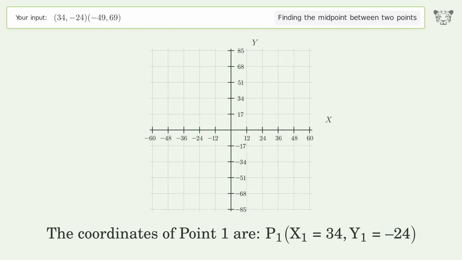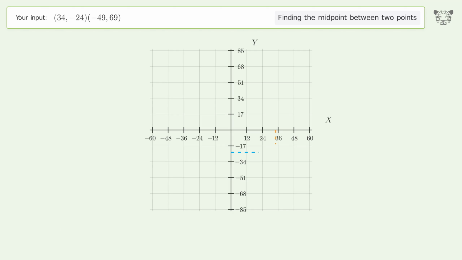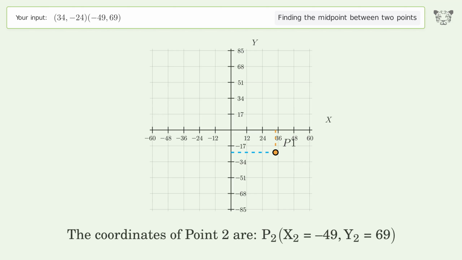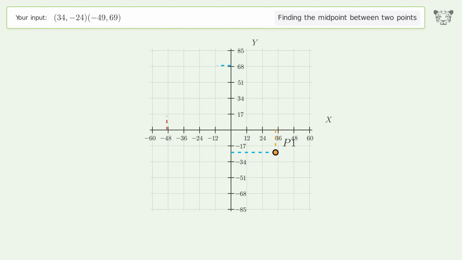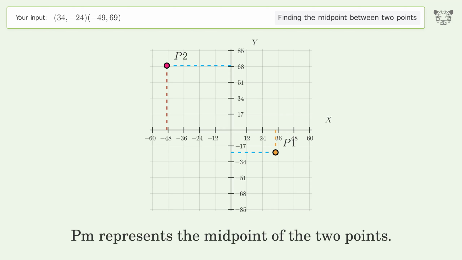The coordinates of point 1 are x1 equals 34, y1 equals negative 24. The coordinates of point 2 are x2 equals negative 49, y2 equals 69. PM represents the midpoint of the 2 points.